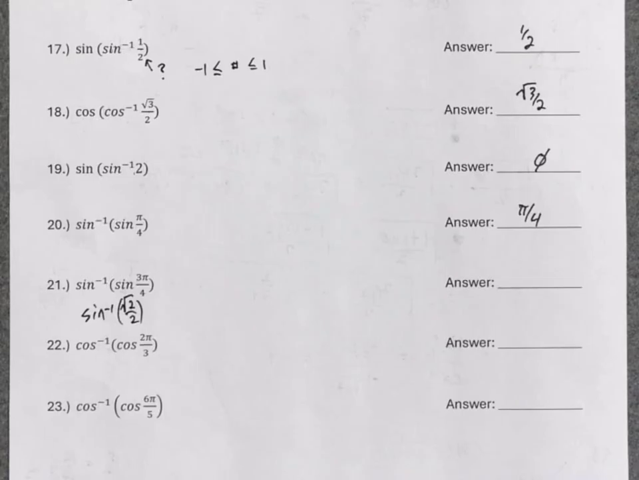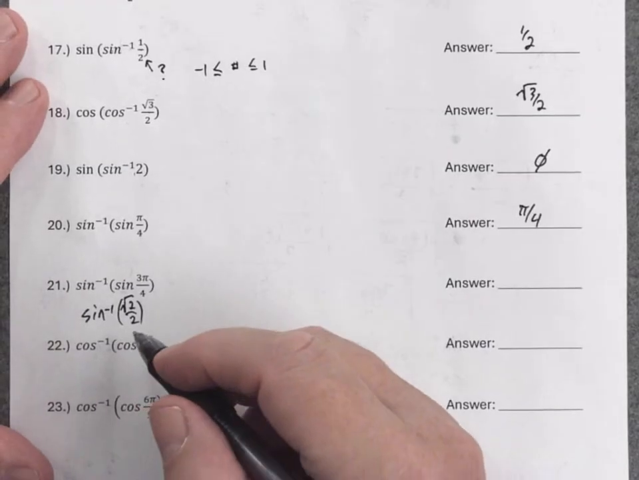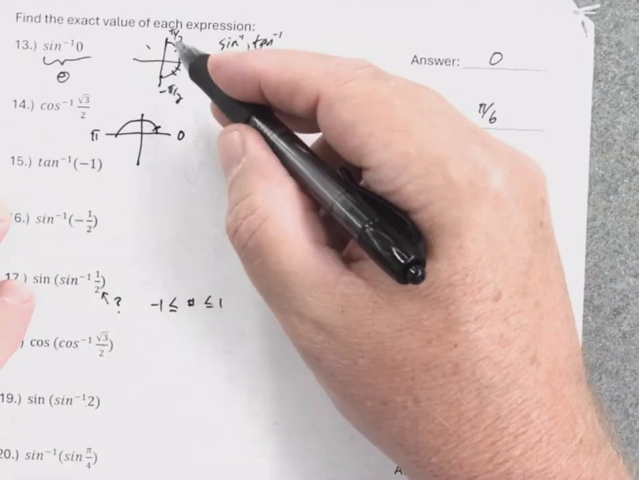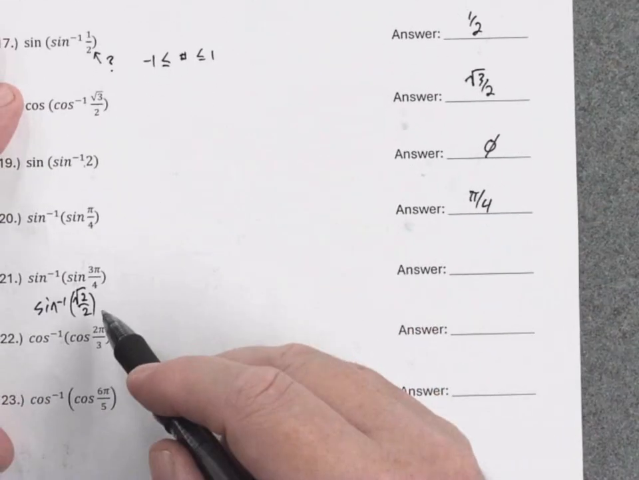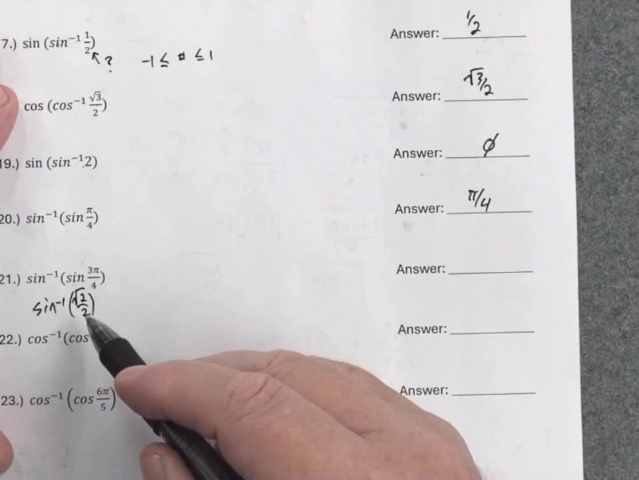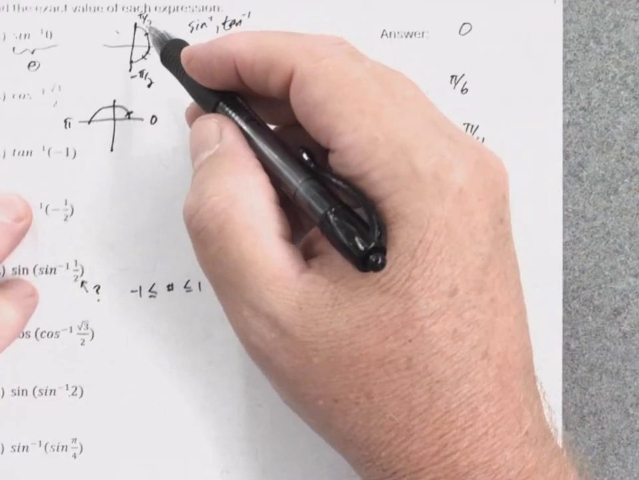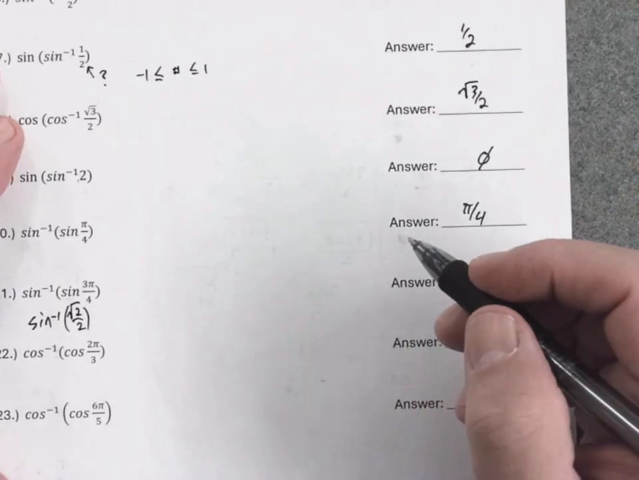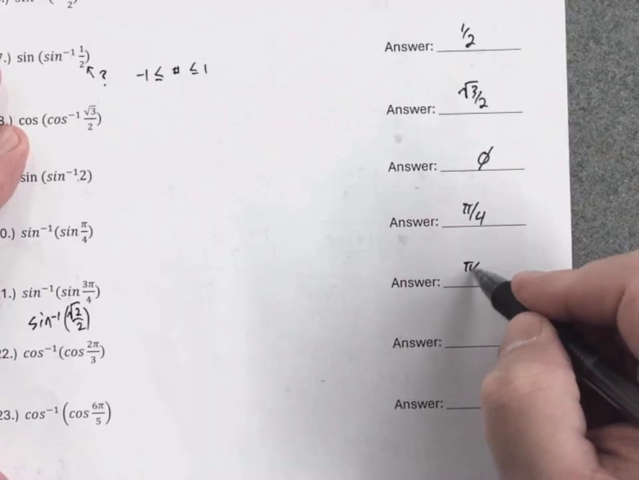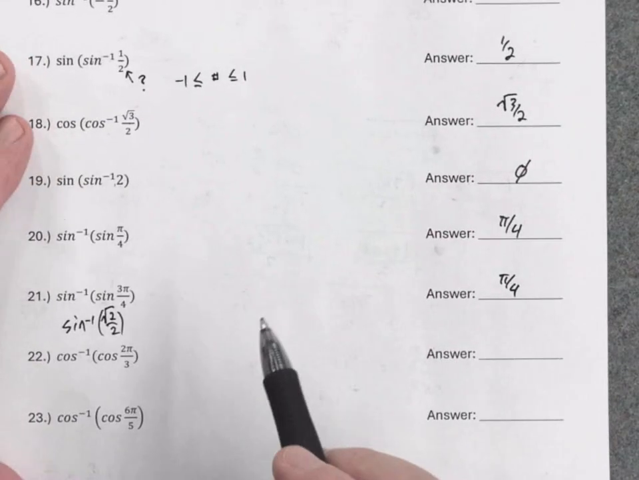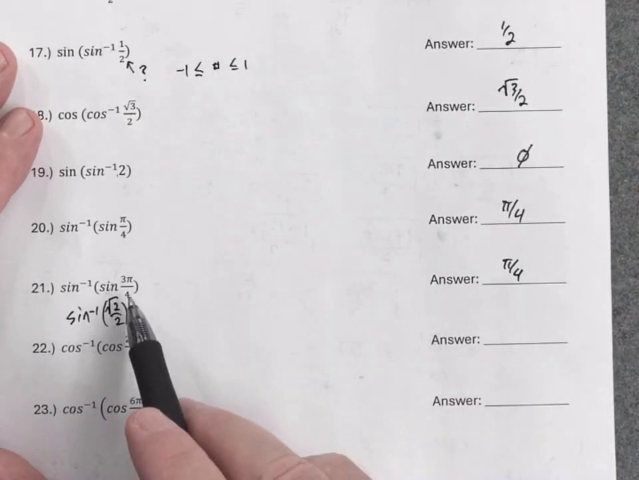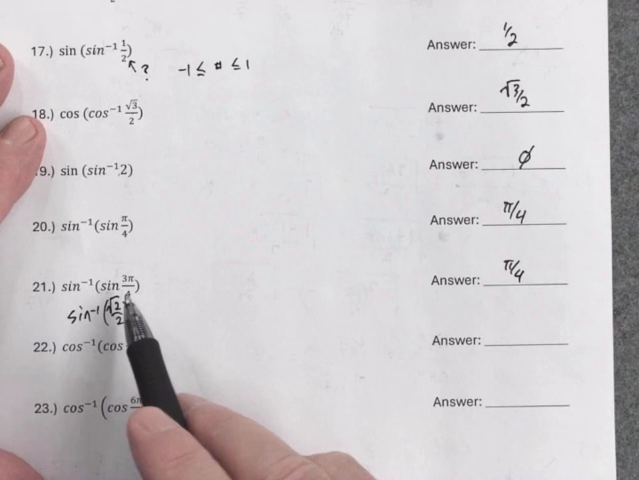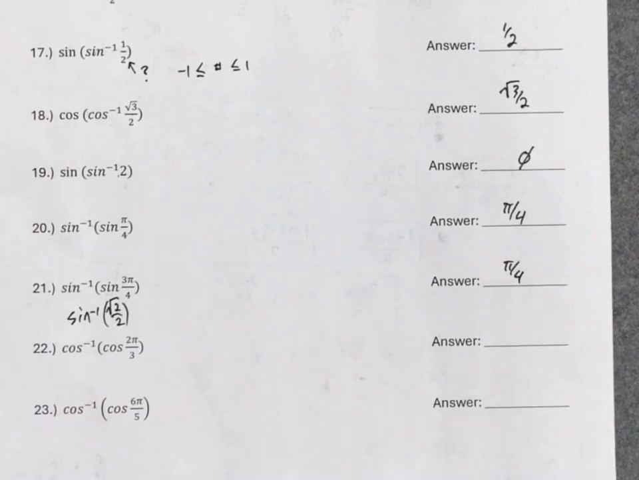So now, since we're doing an inverse sine, we go back to the right half of the circle, and we say, what's the angle where the sine is square root of 2 over 2? And where is that? It's up here at pi over 4. So therefore, the answer to this is pi over 4. And you can see that this is why we can't use this shortcut. We started with 3 pi over 4, and the actual answer is pi over 4.